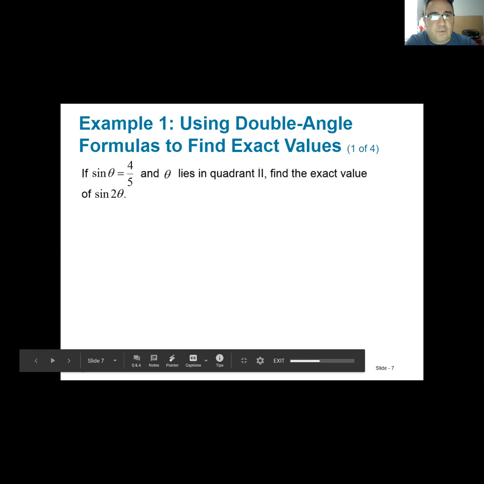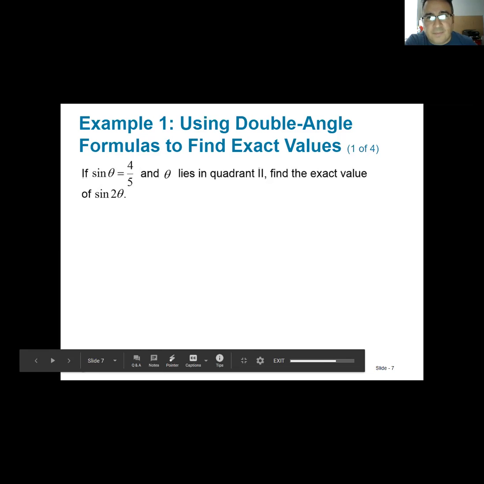So this is your first example. We're going to go with the double angle formulas first. We did some of these, I think, last time. If you took some notes, go ahead. This is example 1, and it's going to be the same information for the next ones because we're going to find the sine of 2 theta, the cosine of 2 theta, and the tangent of 2 theta. So it says if sine of theta equals 4 over 5 and theta lies in quadrant 2, find the exact value of sine of 2 theta. So we're going to do sine of 2 theta first.